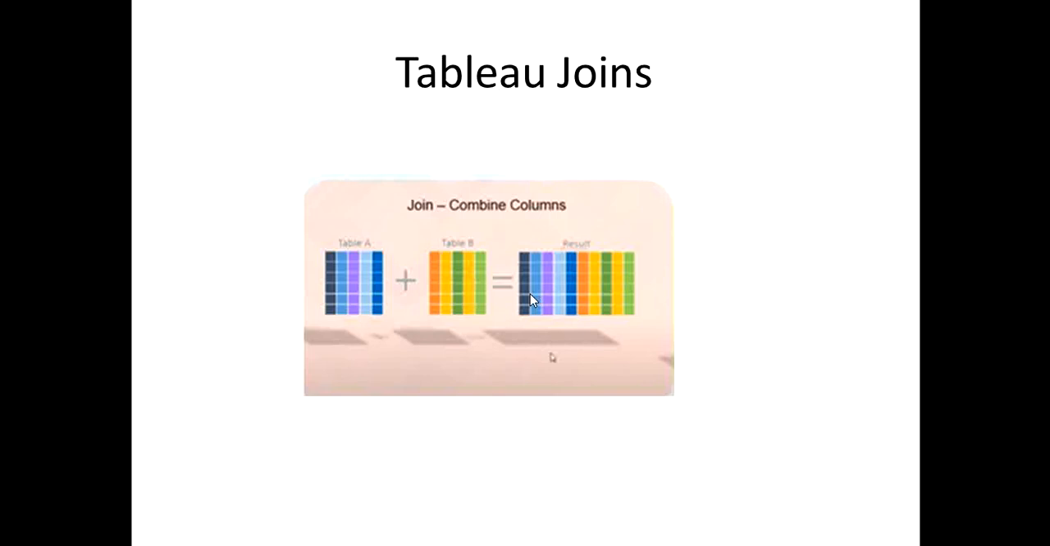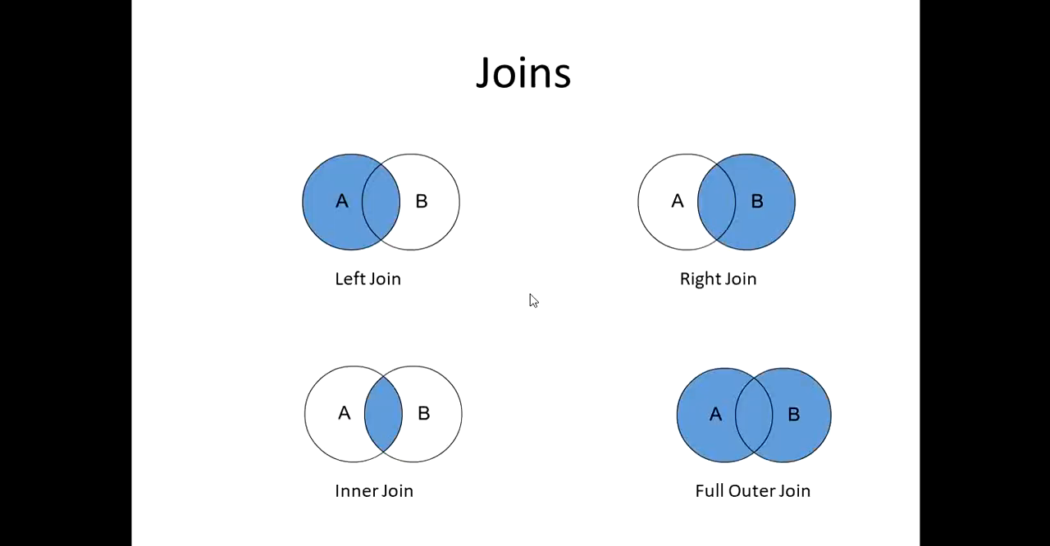There are four types of joins that Tableau supports: left join, right join, inner join, and full outer join. Since we have already discussed this topic in an Excel sheet, I will do a quick recap. So what is a left join? As you can see in the Venn diagram, table A is in blue color. That means all the records from table A will come into my result data set.